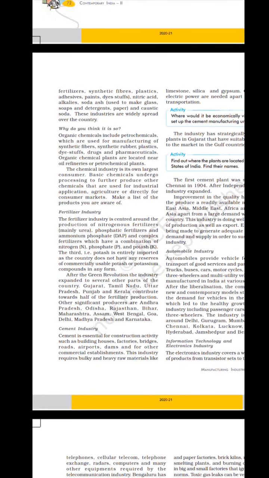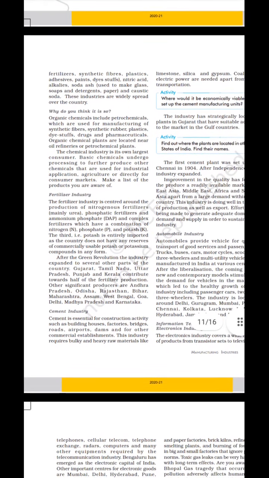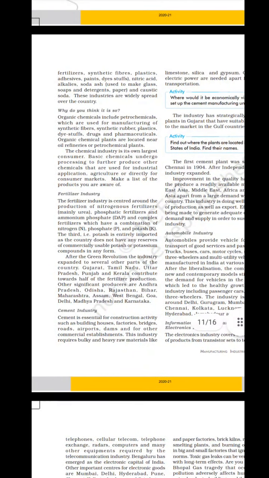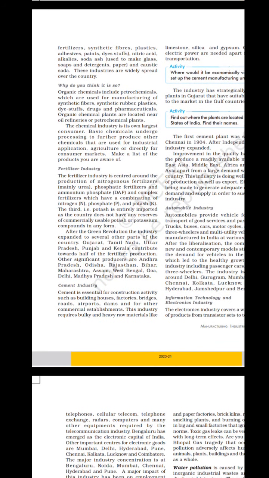Organic chemicals include petrochemicals, which are used for manufacturing of synthetic fibers, synthetic rubber, plastics, dyestuffs, drugs, and pharmaceuticals. Organic chemical plants are located near oil refineries or petrochemical plants. The chemical industry is its own largest consumer. Basic chemicals undergo processing to further produce other chemicals that are used for industrial application, agriculture, or directly for consumer markets. Make a list of the products you are aware of.